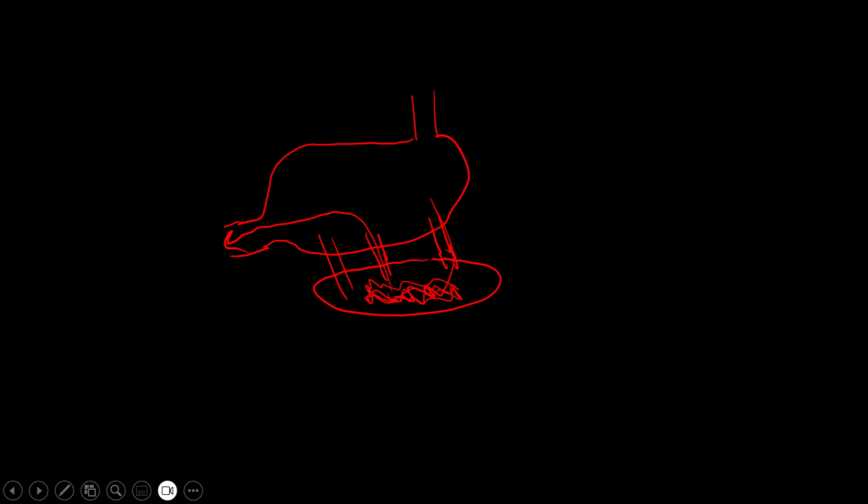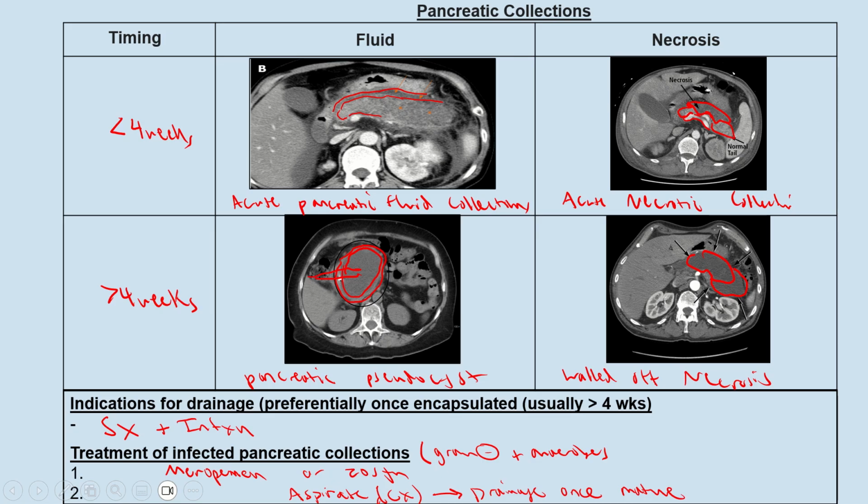So cyst gastrostomy with necrosectomy is one of the ways that you can control walled-off necrosis when it's subsequently infected as well. And it's something that I've seen before done inpatient, where I did residency. All right. So perfect. So these are pancreatic fluid collections.